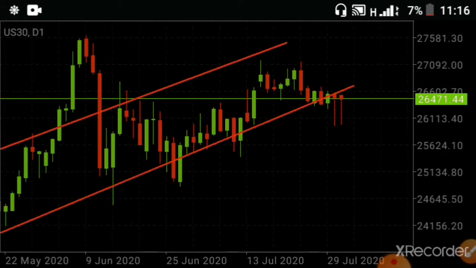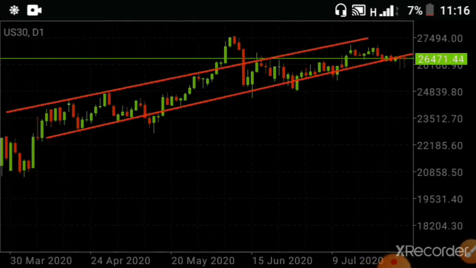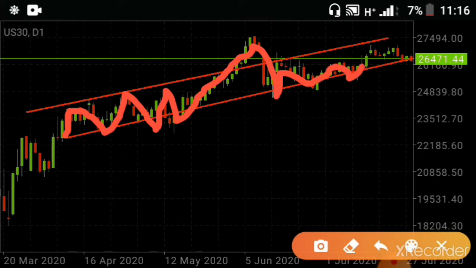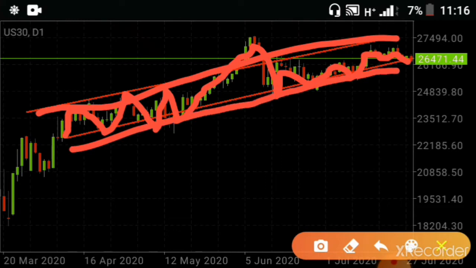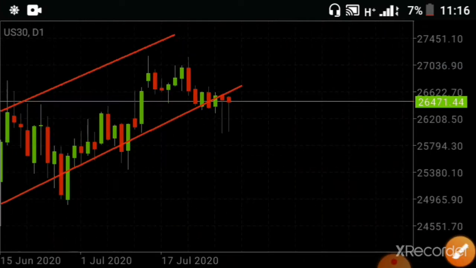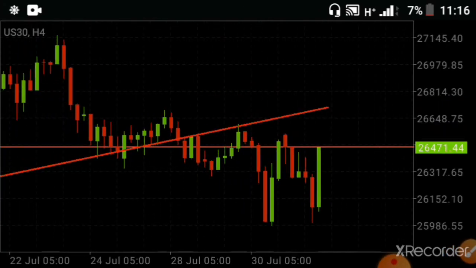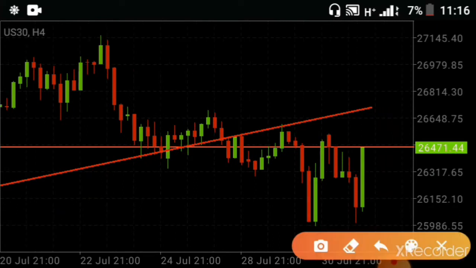Same thing you can also see here. You can also see that the market has been moving this way. It has been moving inside these two ranges. So let's go to the 4 hours and see what setup we have here.